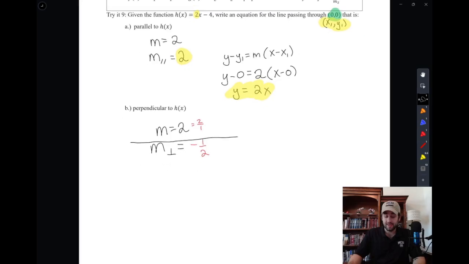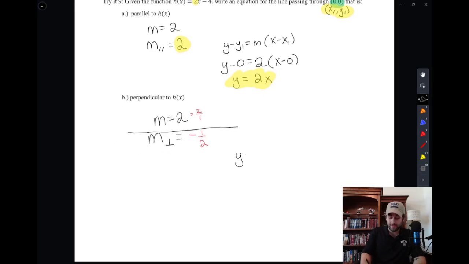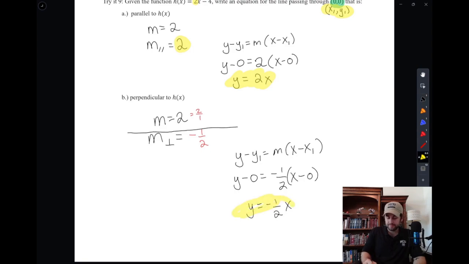And then I use the same point that it passes through to say y minus y1 equals m times x minus x1. So y minus 0 equals -1/2, x minus 0 with parentheses, and so y equals -1/2 x. And there's parallel and perpendicular lines.